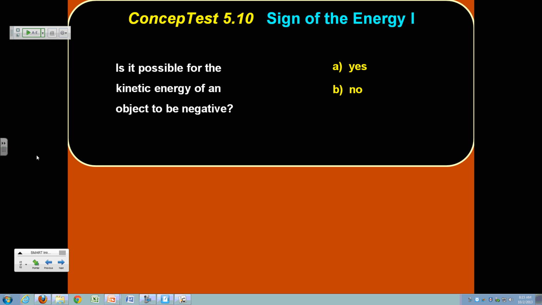All right, we'll just do a couple more. Is it possible for the kinetic energy of an object to be zero? Or negative, rather? I will tell you that kinetic energy is a scalar quantity, just like work. All right, but is it possible for it to be zero or negative?